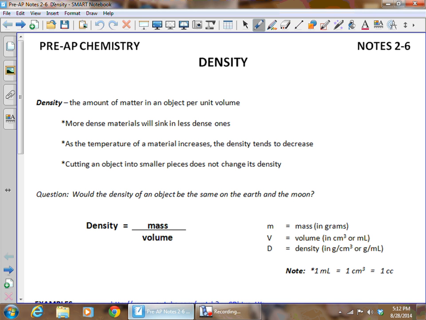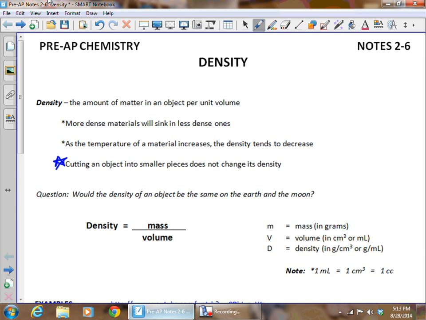This one is really important. It appears all the time on different kinds of tests, whether it's an SAT chemistry test or a biology one, whatever, for STAR. If you cut an object into smaller pieces, it doesn't change its density. Yes, it changes its mass. Yes, it changes its volume, but it doesn't change how squashed together the particles are. If it's a very dense substance, it's still going to be really dense when you cut it in half.